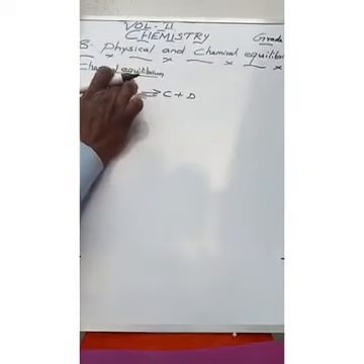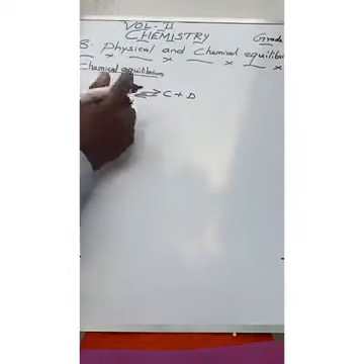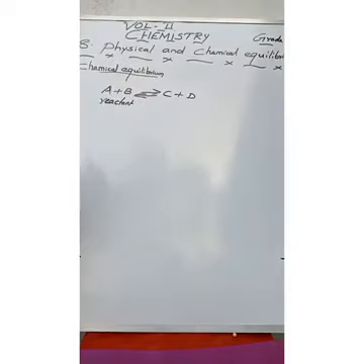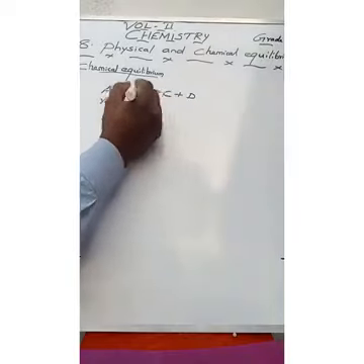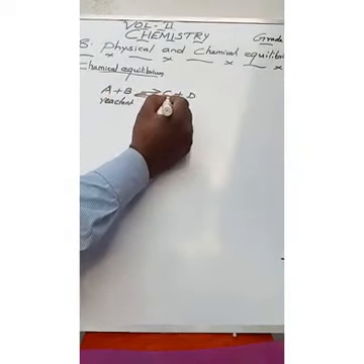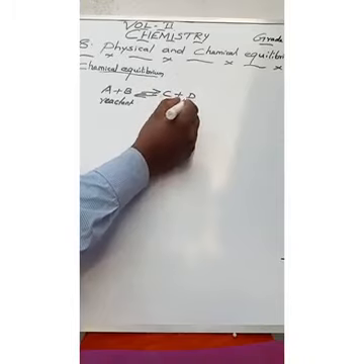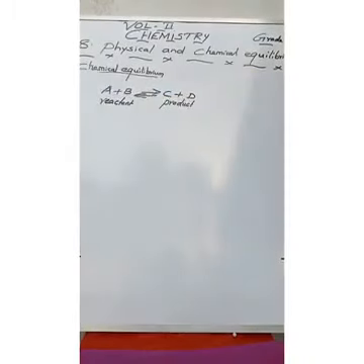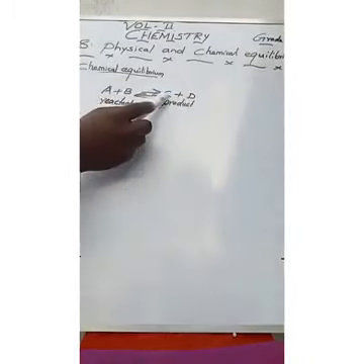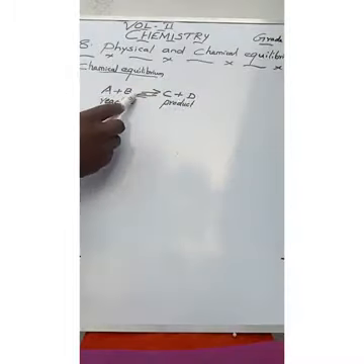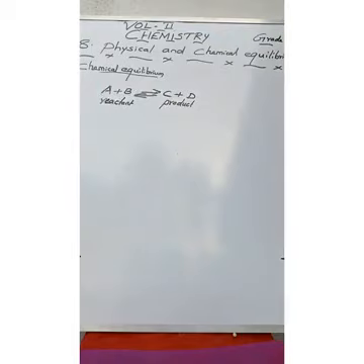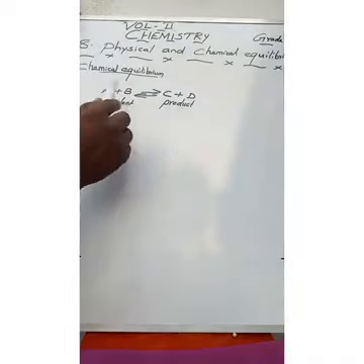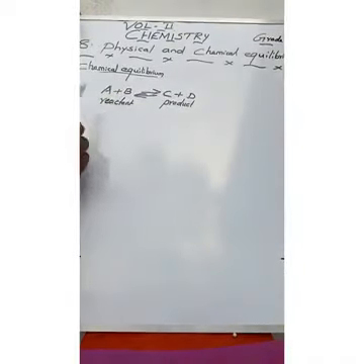Here, initially, the reactants A and B are present. Soon after, a few molecules of the products C and D are formed. So that is the forward reaction. A plus B gives C plus D. This is a forward reaction. The reaction proceeds forward.